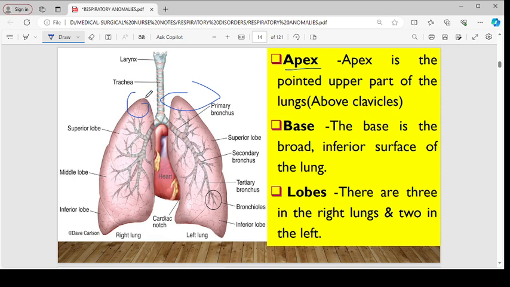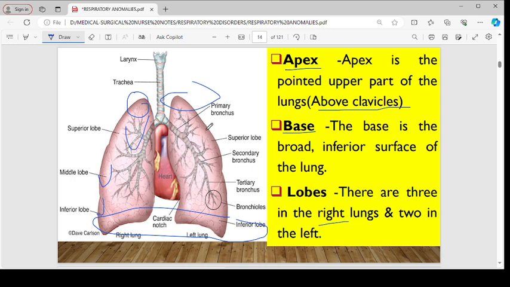If you want to feel them on a patient, you have to locate them above the clavicles, or the collarbone. Then you have the base. The base is around here, and the base is the broad and inferior surface of the lungs. The lobes: there are 3 lobes on the right and 2 lobes on the left. You can appreciate this one: superior lobe, middle lobe, inferior lobe.